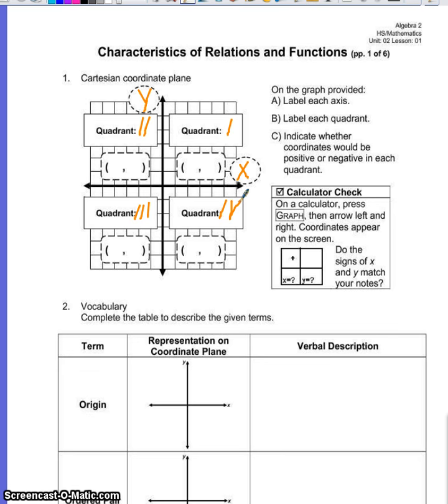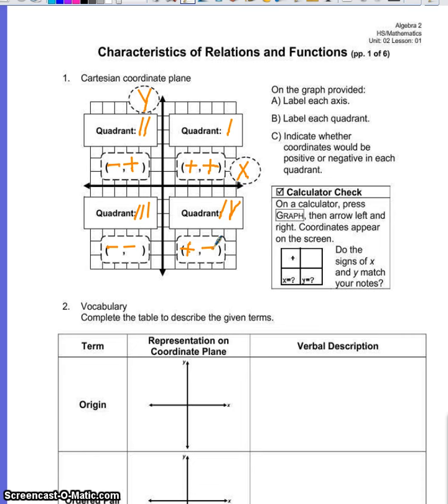Now as far as the positive and negative, starting in quadrant 1, you're going to have a positive, positive quadrant. In quadrant 2, you're going to have a negative and a positive quadrant. Quadrant 3 would be a negative and a negative quadrant. And then quadrant 4 would be a positive and a negative quadrant.